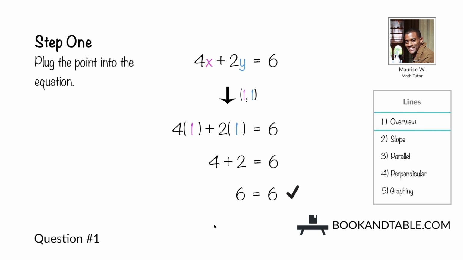Question 1, step 1, plug the point into the equation. So we have the same point for each one of these questions. It's positive 1, positive 1. So we plug in 1 for x and 1 for y. And we get 4 times 1, which is 4. 2 times 1 is 2. 4 plus 2 is equal to 6. And since the left side equals the right side, we know that this point, 1, 1, does exist on this line, 4x plus 2y is equal to 6.